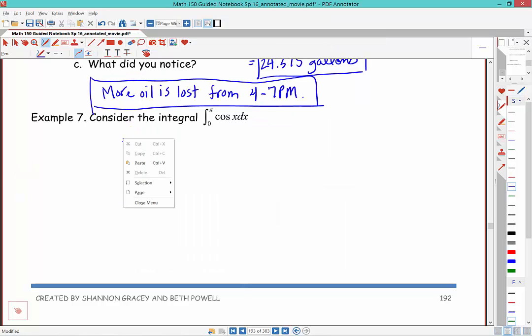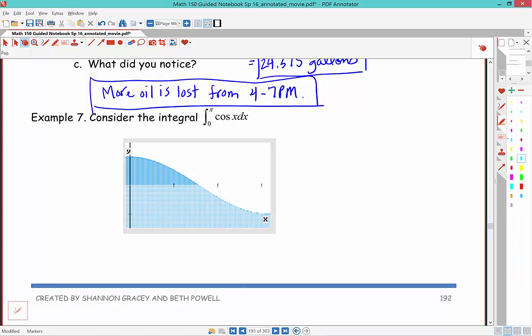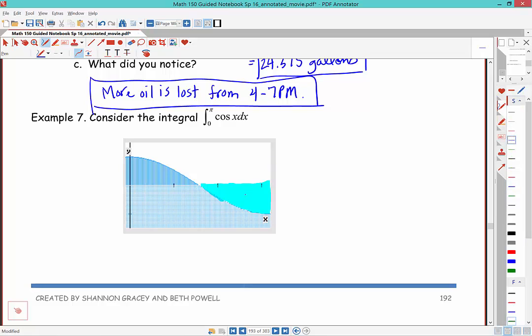But under here, you're not. You've got this region, but it is negative. And so if you were to evaluate the definite integral, all of this region would be subtracted. It would be negative, because the change in x is always positive. So here, cosine of x is less than or equal to 0, so the integral has negative values.